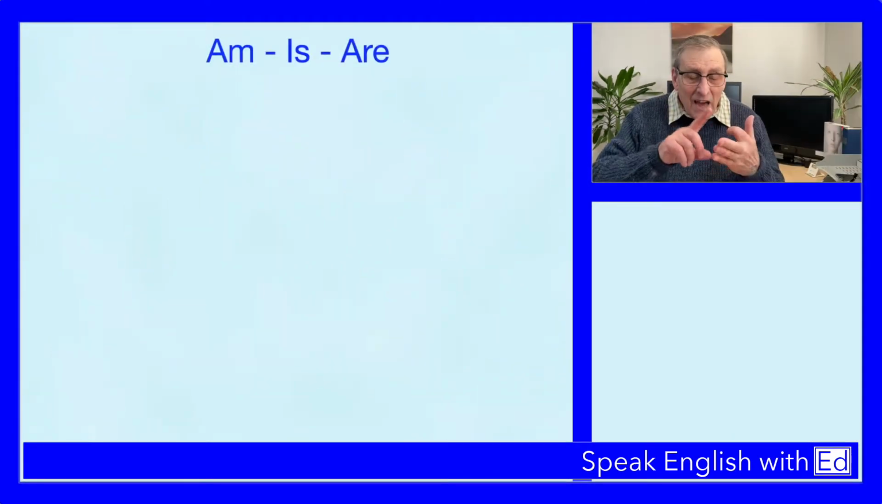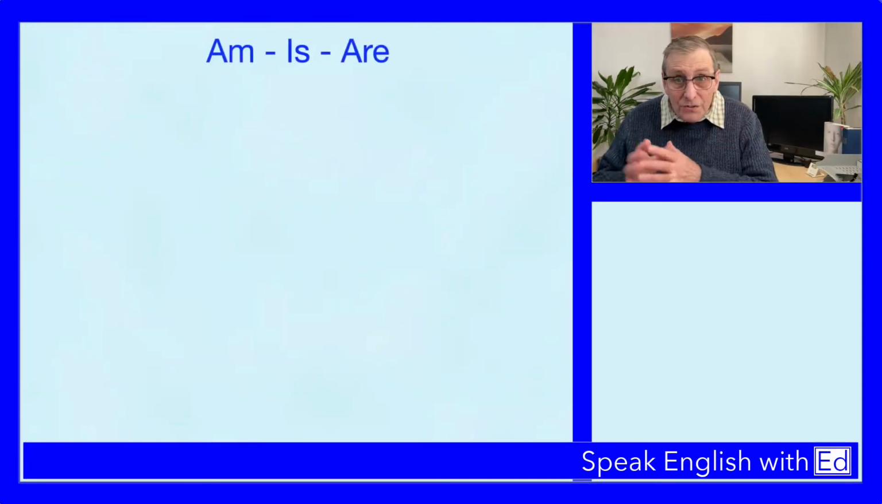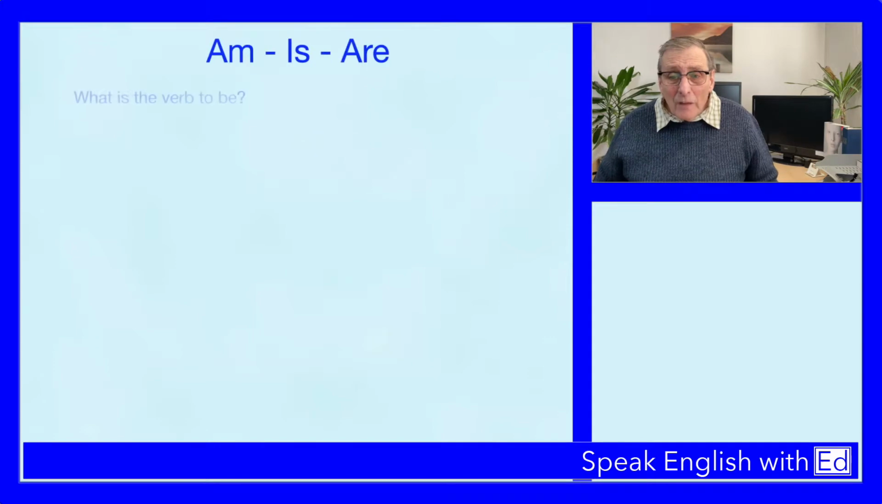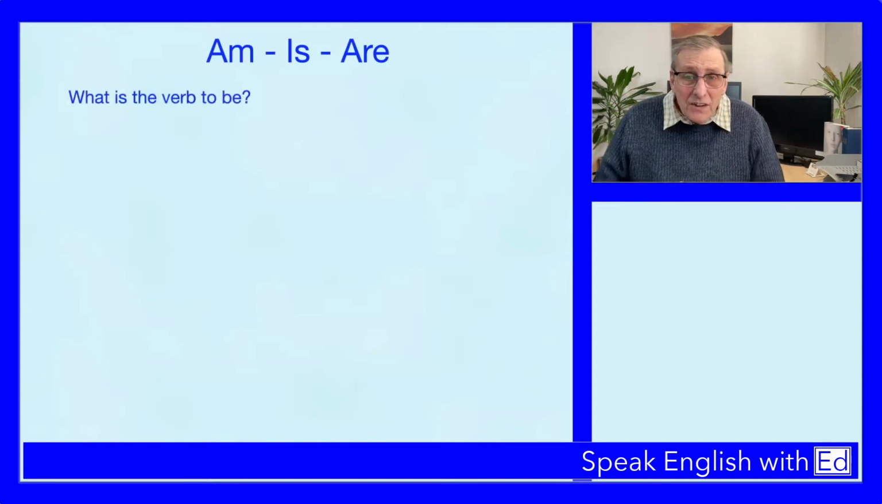So, today we're talking about the verb to be in its am, is and are forms. Let's jump straight into it. So am, is and are. We've already said that these are variations, or conjugations as they call it, of the verb to be.